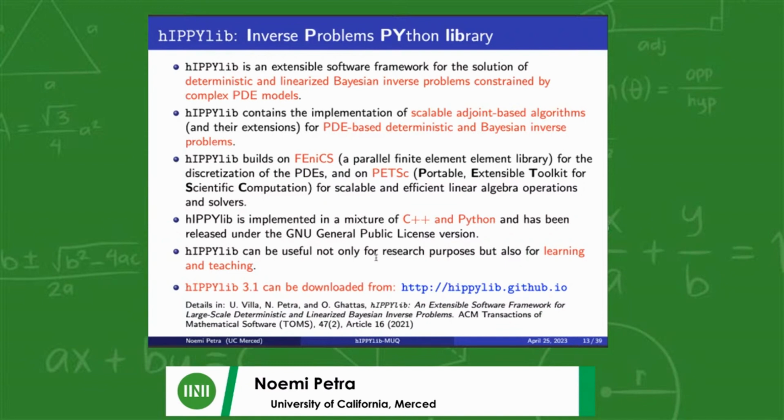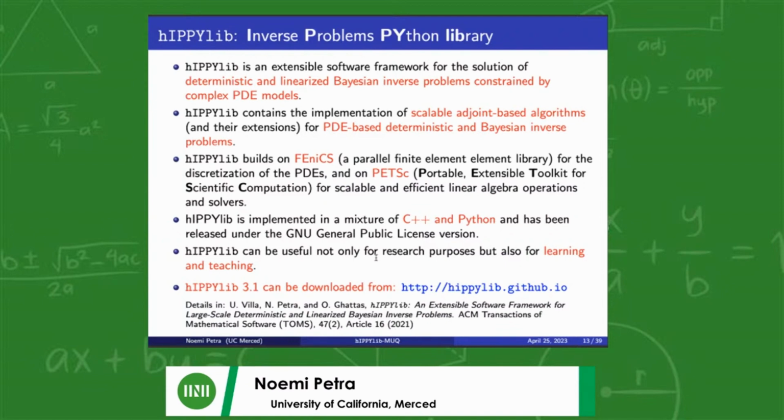In hIPPYlib, we focus on deterministic inverse problems, and we can also form or do sampling from the Laplace approximation of the posterior. Basically, we just do a Gaussian approximation around the so-called MAP point, which is the solution of the deterministic inverse problem. For the rest, a more full Bayesian inversion can be done only using MUQ. hIPPYlib contains the implementation of adjoint-based algorithms for PDE-based inverse problems.